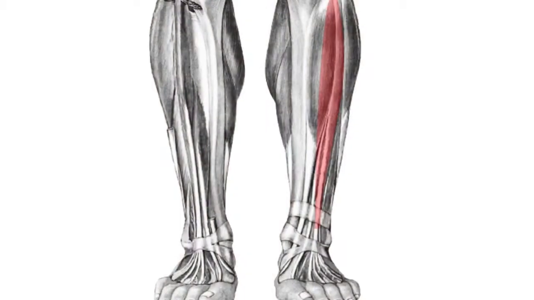She is using her extensor digitorum longus. The origin is the proximal tibia and fibula. The insertion is at distal toes 2 through 5. The primary action is it extends toes and dorsiflexes foot.